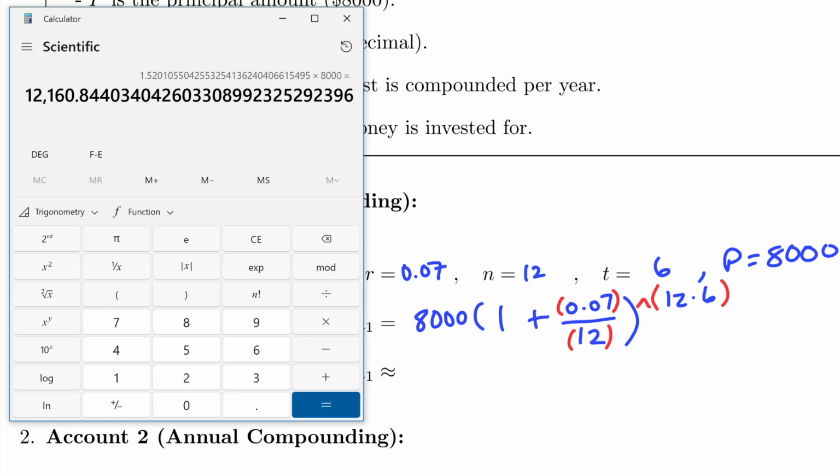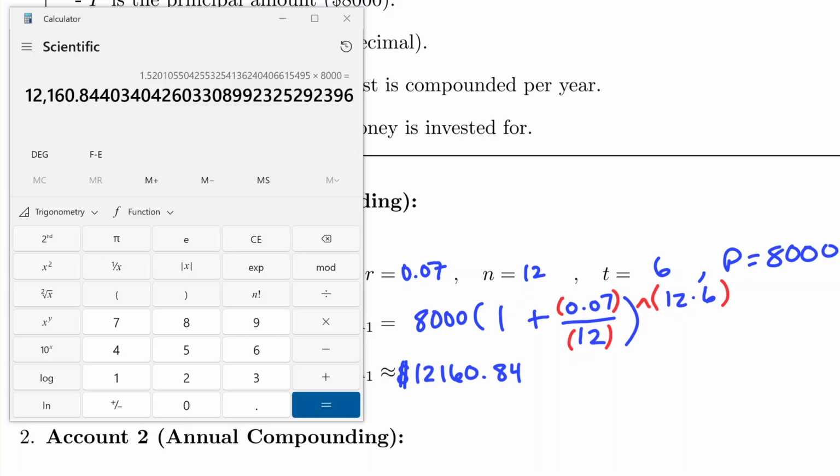Do be careful. Don't round intermediate steps. If you round intermediate steps, your value will be slightly off, where it could be enough off that you get the wrong answer. So without rounding at intermediate steps, using the whole value as I make the next calculation, we get 12,160.84, rounded to 2 decimal places. Since the third decimal place is less than 5, it stays the same. So we get that value.